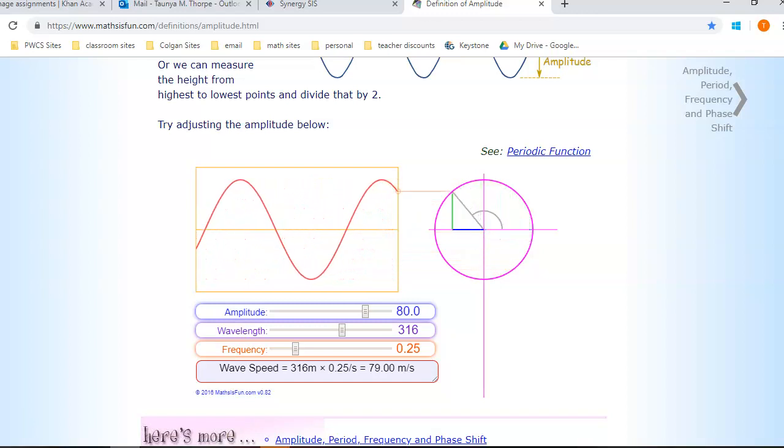Look at that. As it's going around the unit circle, it's taking each of the values and it's making this sinusoidal function. So every time it goes around, it's just repeating itself again and again and again.